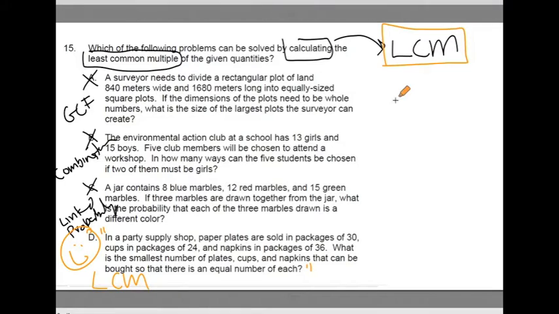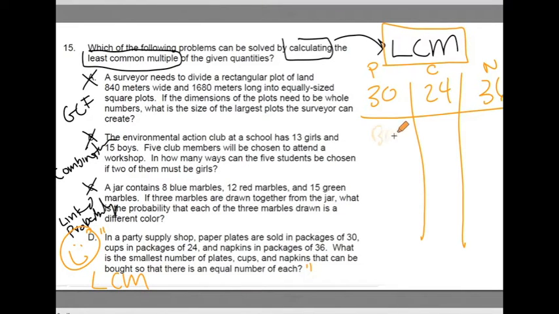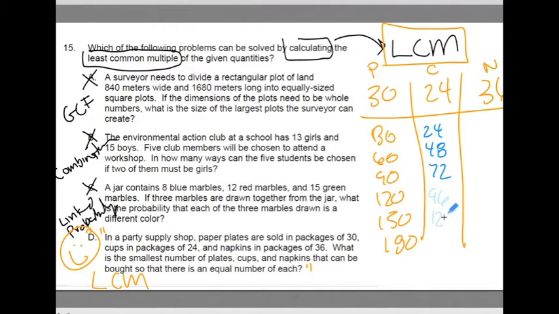Let's organize that. The first strategy we're going to do is list out the multiples of 30, 24, and 36. The multiples of 30 are 30, 60, 90, 120, 150, 180. That's not that bad. 24, though, multiples of 24: 24, 48, what's the next one? 72. The next one, 96. Next one, 120. Taking a little bit longer.